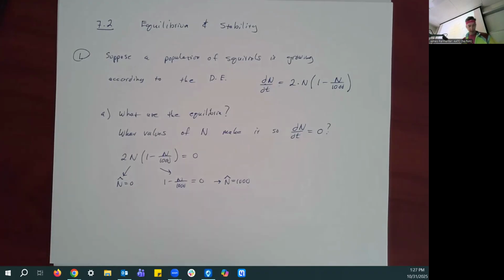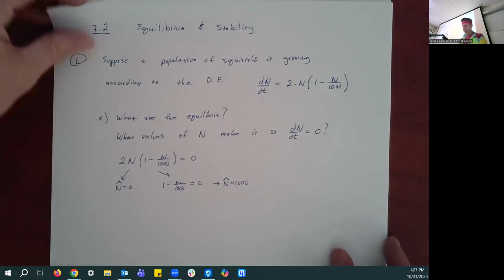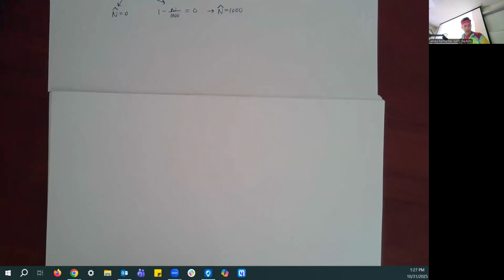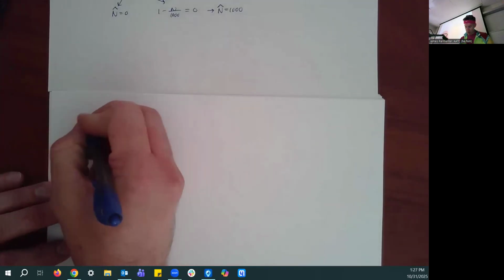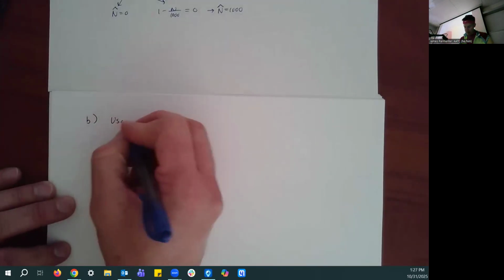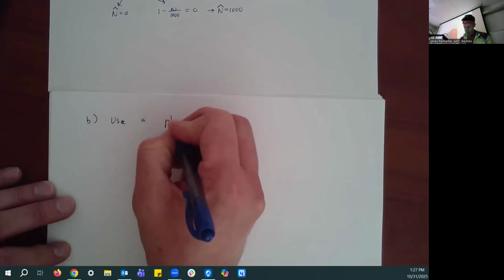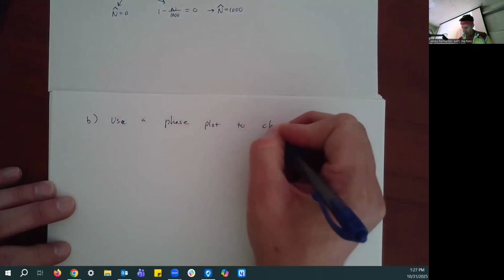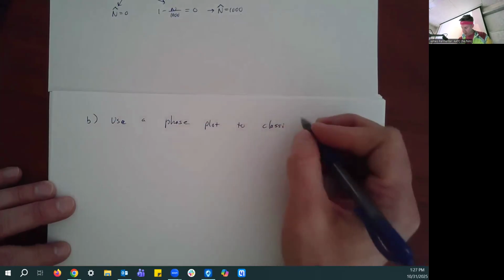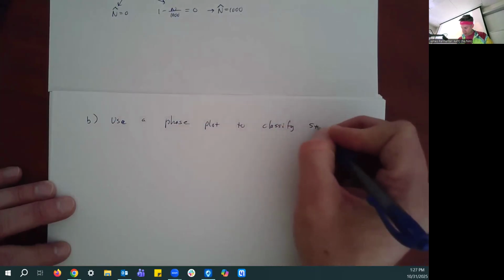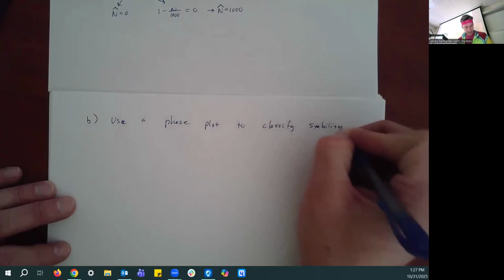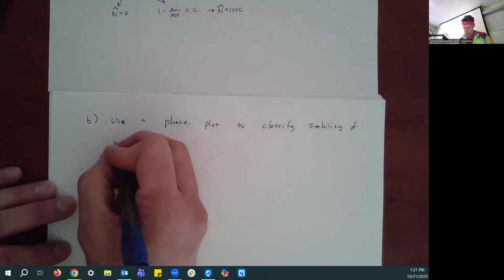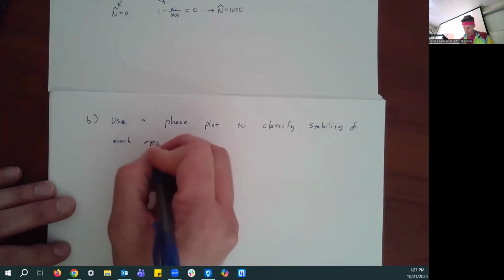So let's take a look. There are actually two ways of doing this. I prefer the graphical method, but we'll definitely talk about both ways, probably. Yeah, we have enough time. So the way to do this is to use a phase plot to help us classify the stability of each equilibrium.